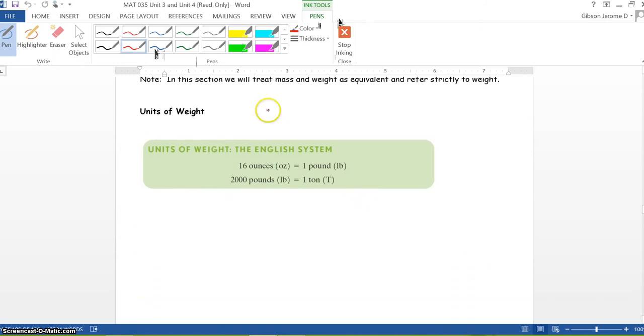Units of weight in the English system. We know that 16 ounces equal 1 pound and 2,000 pounds equals 1 ton.